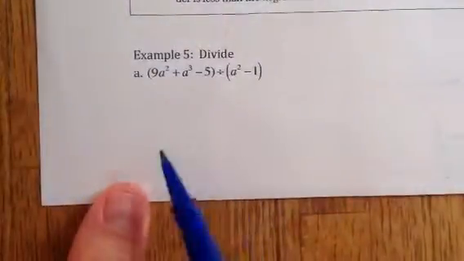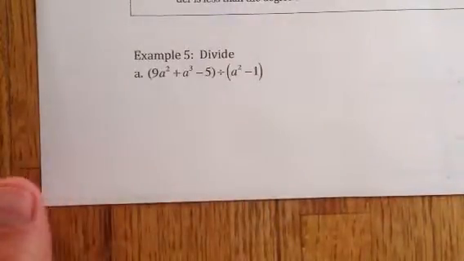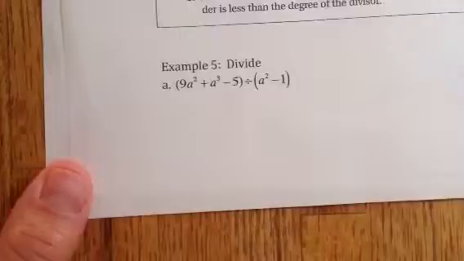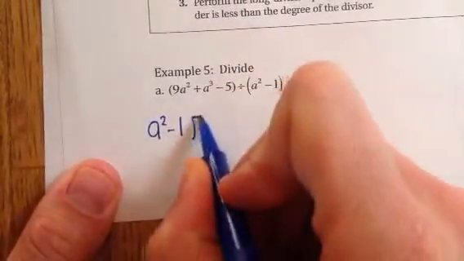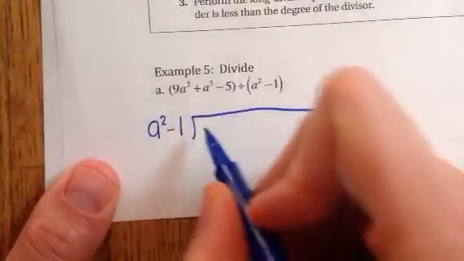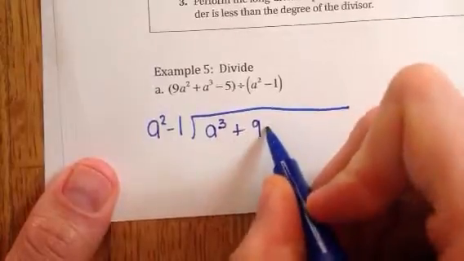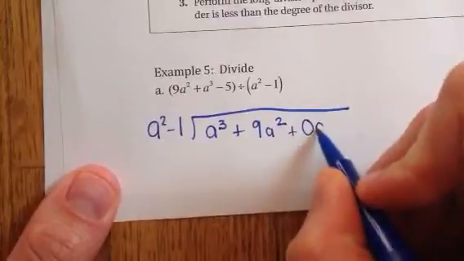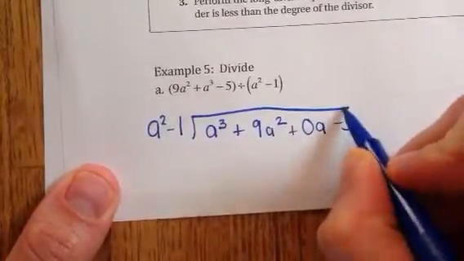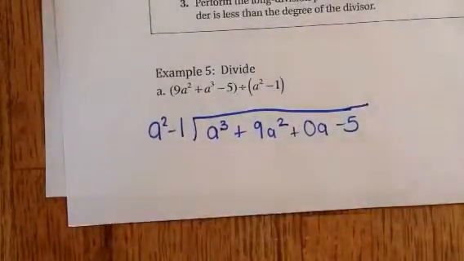So here we have a polynomial. We have 9a squared plus a cubed minus 5. And we want to divide that by a squared minus 1. So I'm going to have a squared minus 1 divided by, now arranged in order. So a cubed is first plus 9a squared. I don't have an a term, so I'm going to put 0a in its spot minus 5. I need that placeholder value for when I start dividing and going down. I have my terms, what needs to be there.